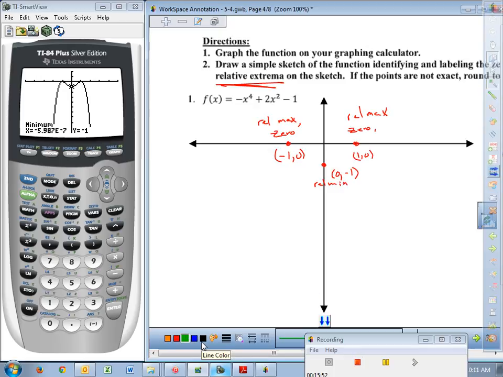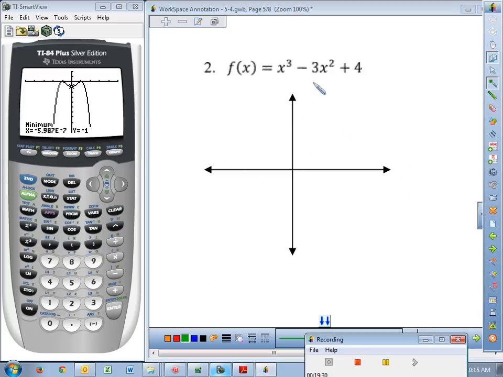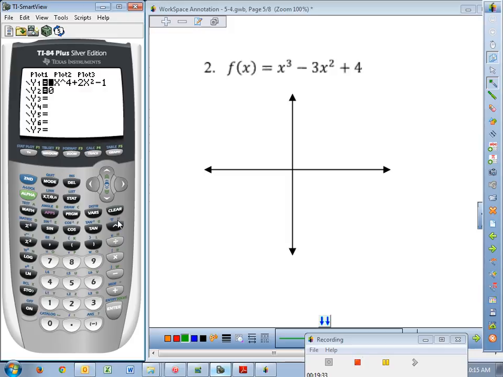And now the hard part. Connecting the dots. Do your best to realize that this has to go down this way. It's got to max out there and then out here. Go back around and make a rough sketch of it. That's all they're wanting us to do. Yes. Let's go for the next one. Let's type that puppy in.